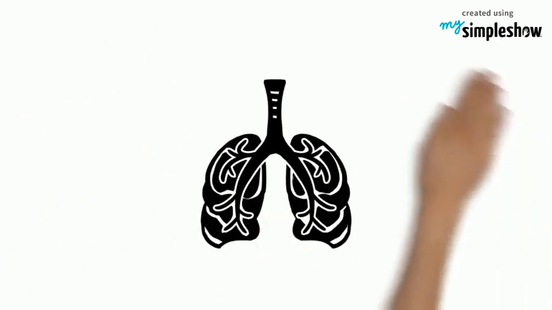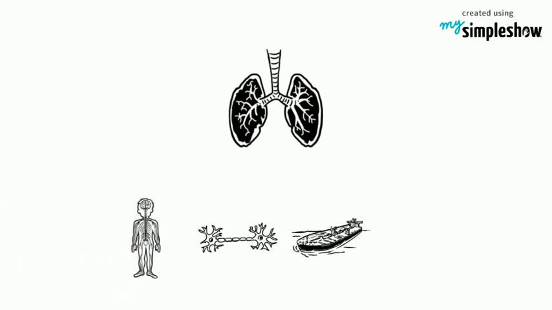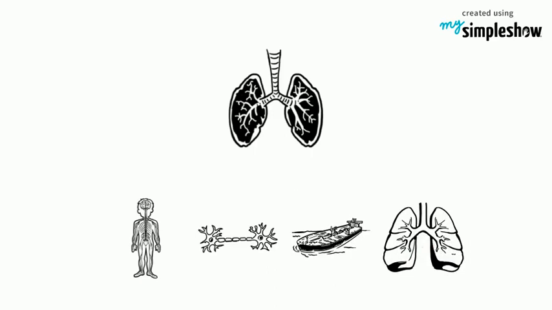Lungs. 2 lungs. Thoracic cavity. Right lung has 3 lobes, left lung has 2 lobes. Major blood vessels, nerves, lymph vessels and bronchi enter on the medial surface of each lung at the hilus.